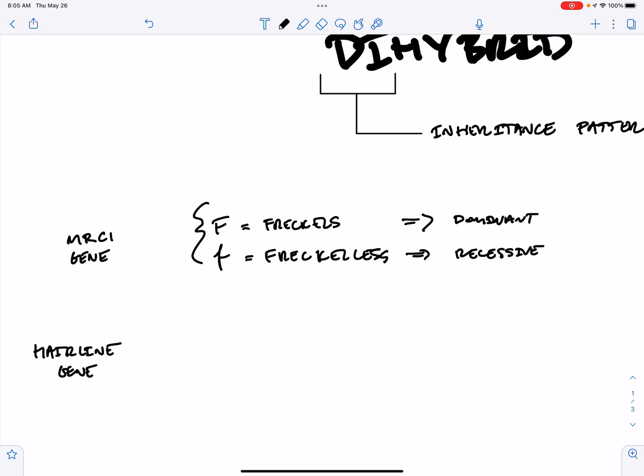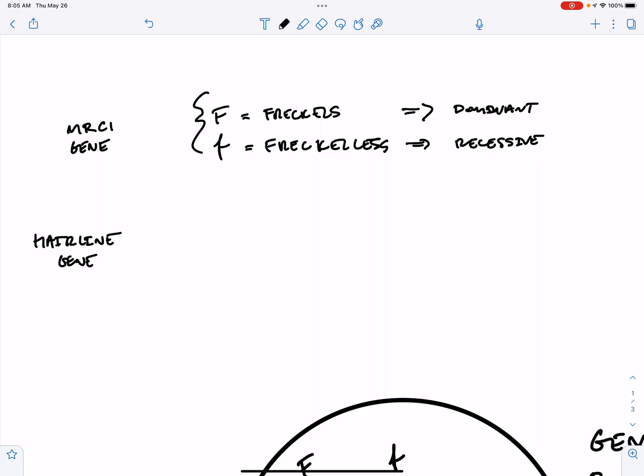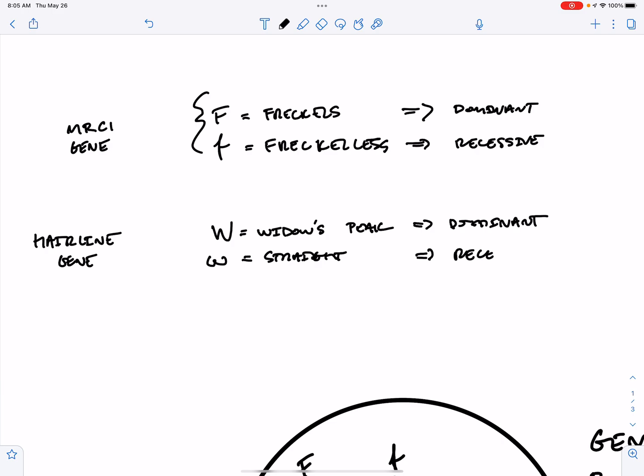And we're also going to be looking at the hairline gene. We have an allele, capital W, which is widow's peak. It's kind of like the triangular shaped peak of hair at the top of some people's hair. And then we have little w, which is the straight hairline. And widow's peak is dominant over the straight hairline, which is recessive. Okay, so two different genes, the MRC1 gene and the hairline gene.